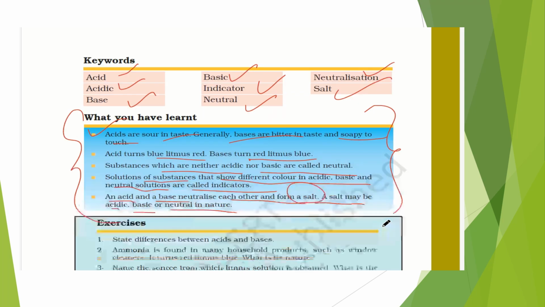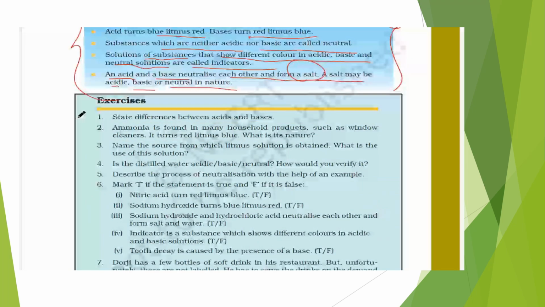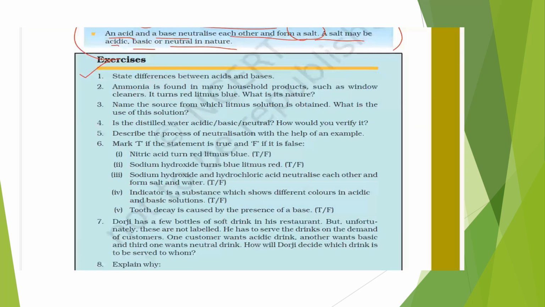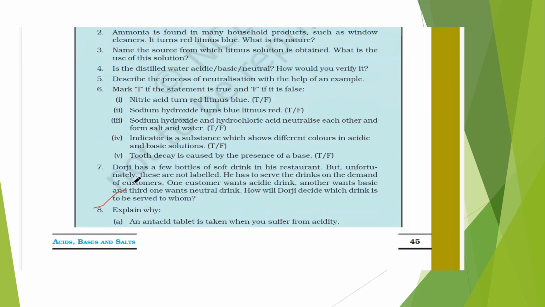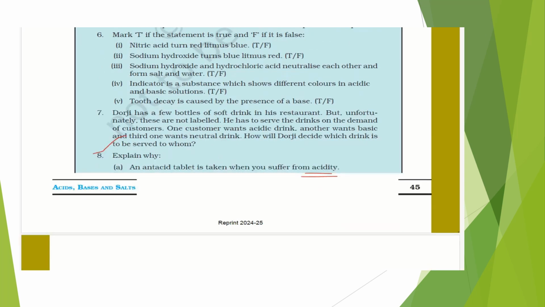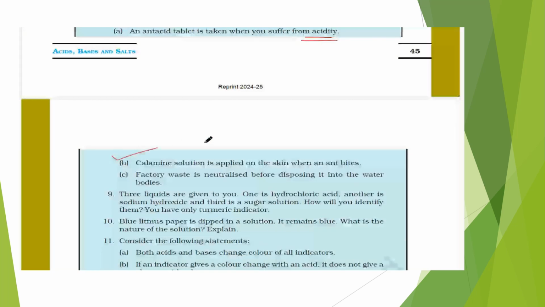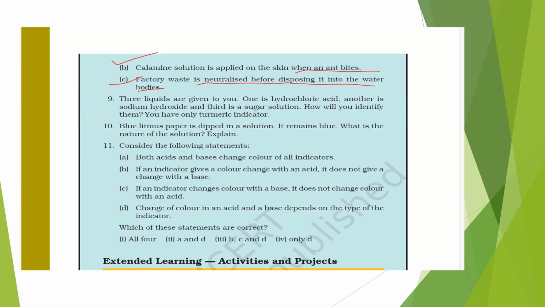Okay, so there are loads and lots of questions in your exercises, and I think the answers to all of these questions are there in my description of this full lesson only. So go through both the episodes. Here many exercises are there: explain why an antacid tablet is taken when you suffer acidity. Just now I have told you. Then why calamine lotion is applied on ant bites, why factory wastes are neutralized before release. Why these are happening, all this I have told you in this lesson only.